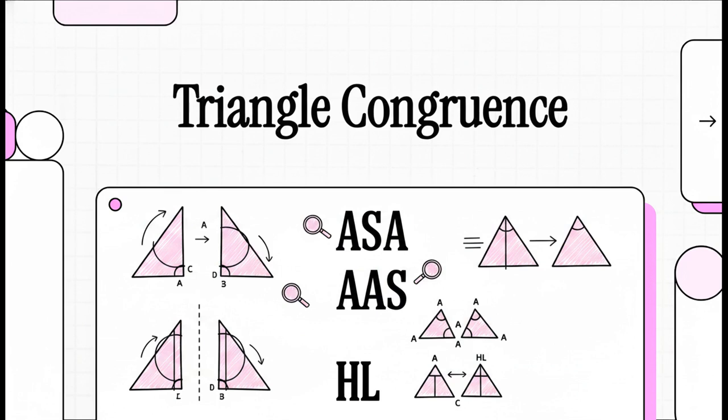But here's the thing. We don't always want to physically move shapes around to prove they match. Instead, we can use specific clues to prove triangles are perfectly congruent. And today, we're zeroing in on three incredibly powerful sets of clues: ASA, AAS, and HL.